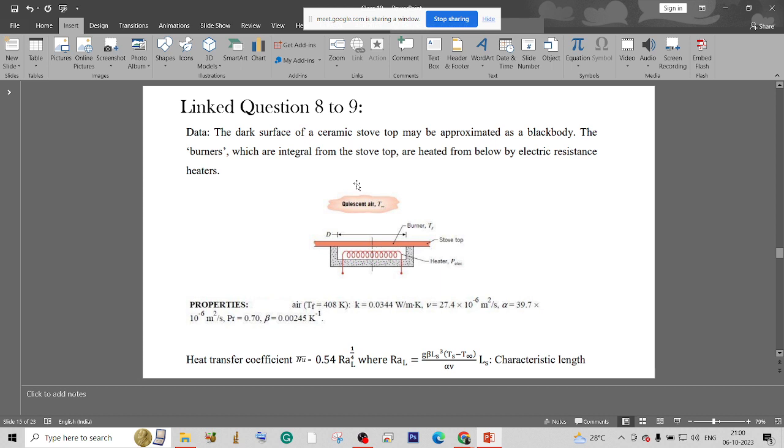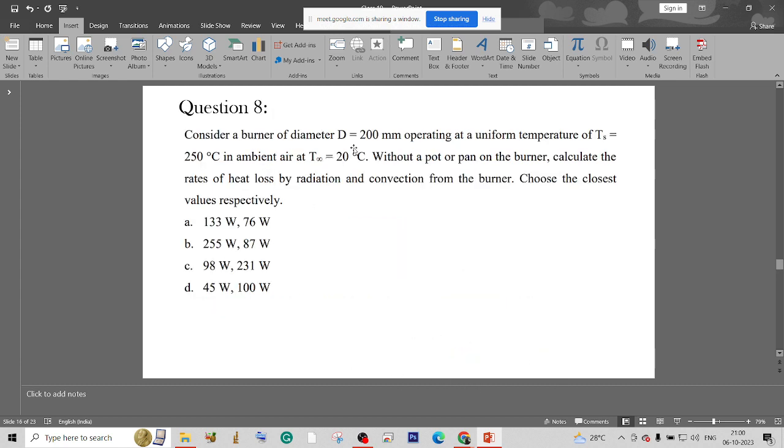Now, let us proceed to the next question. It says that a dark surface of a ceramic stove top may be approximated as a black body. The burners, which are an integral part of the stove top, are heated from below by an electrical resistance heater. Properties are given, and the Nusselt number is related to the Rayleigh number by this, and the Rayleigh number is given as this. Considering burner diameter to be 200 mm, operating at a uniform surface temperature of 250 degrees Celsius and ambient air temperature of 20 degrees Celsius, without a pot or pan on the burner, calculate the rate of heat loss by radiation and convection. We can do that and choose the closest value.